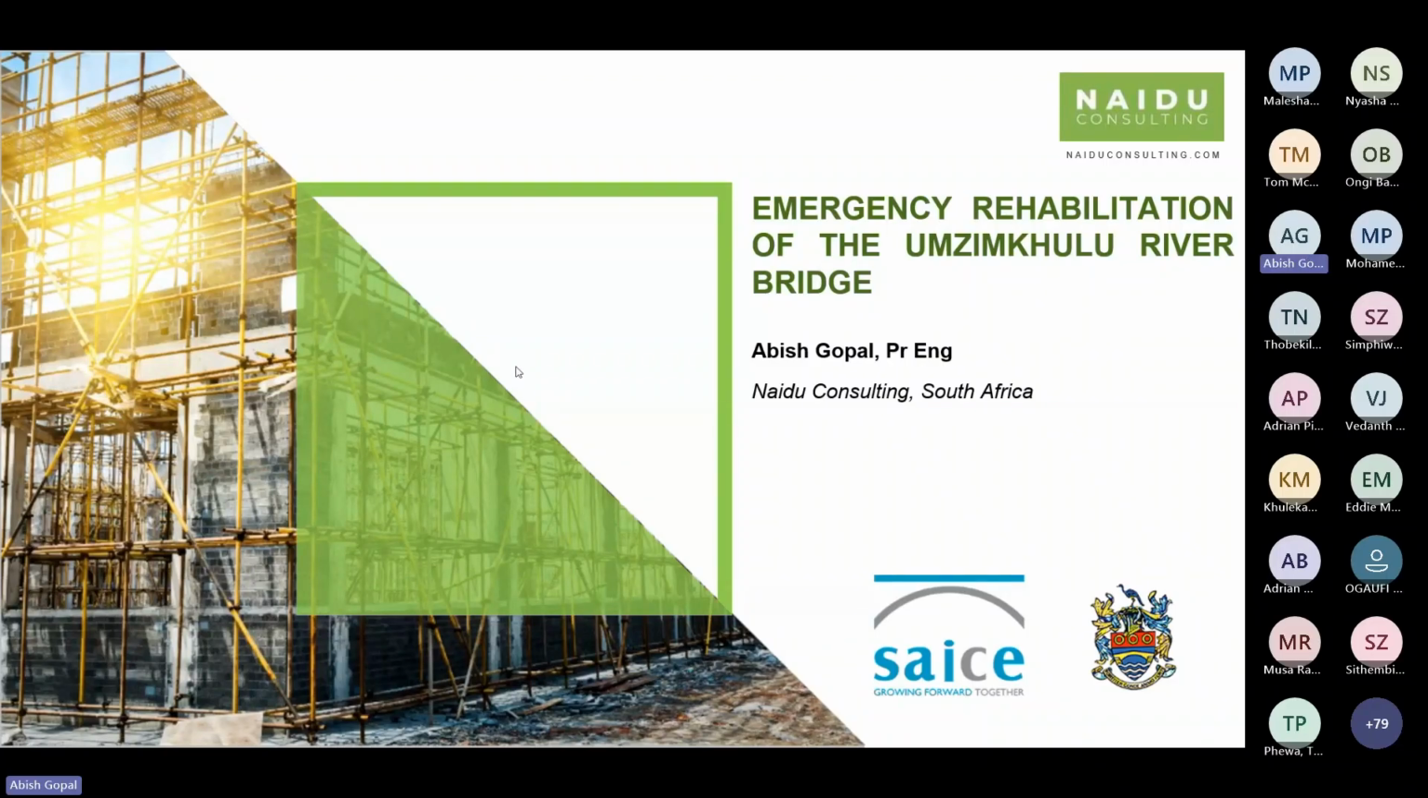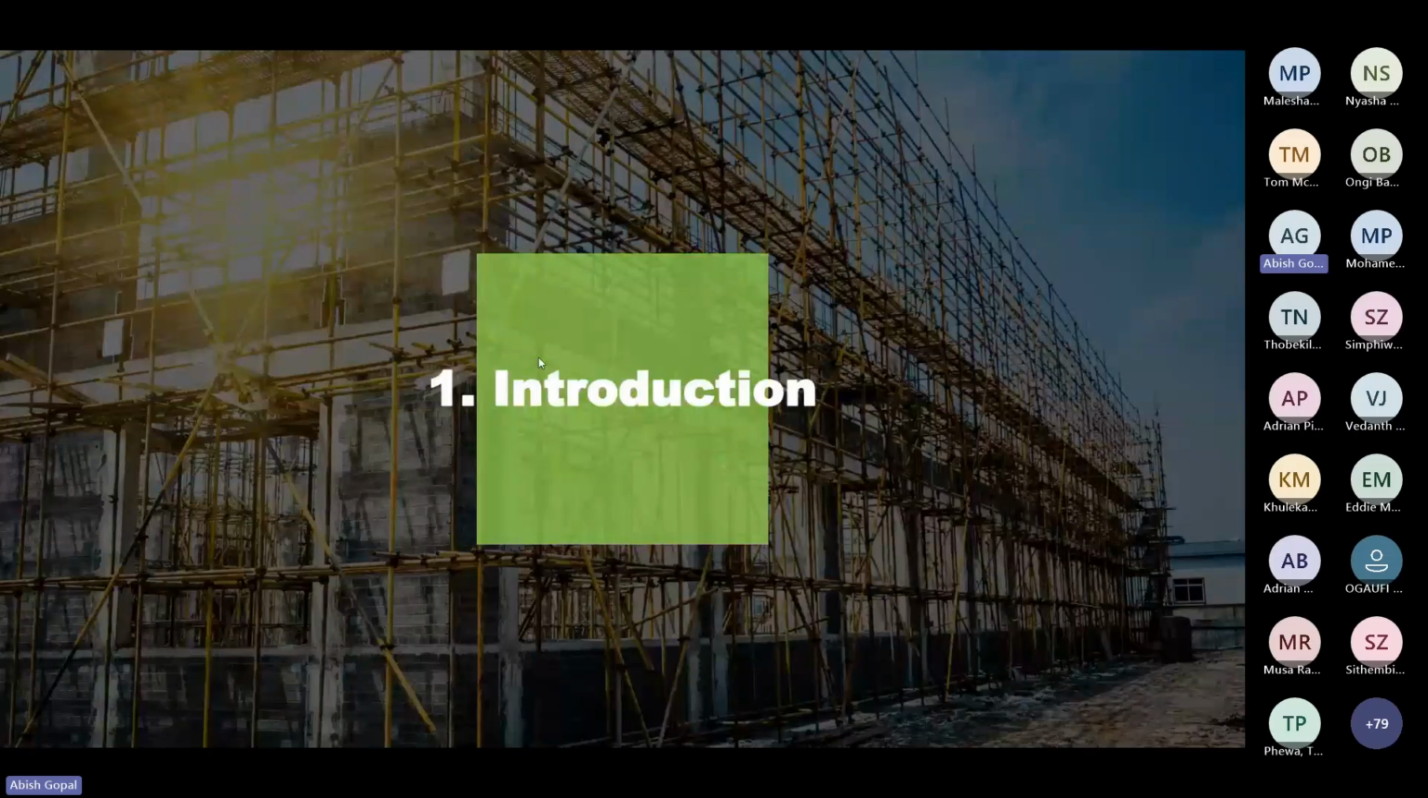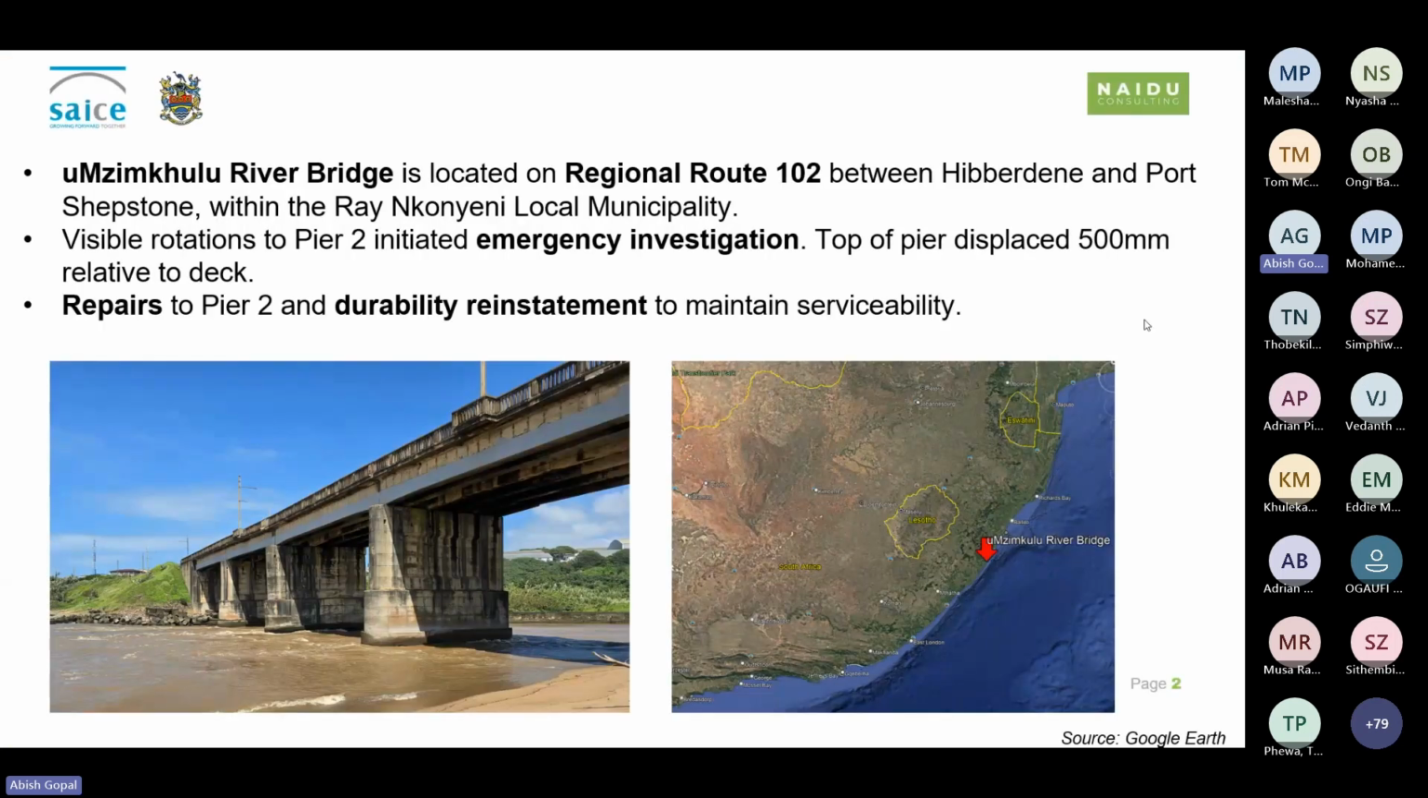Okay, so I'll be presenting on the emergency rehabilitation of the Mzimkhulu River Bridge. So let's go for it. So yeah, just a brief introduction. The Mzimkhulu River Bridge is located within the Ray Nkonyeni municipality, within Port Shepstone, which is south of Durban, within the Mzimkhulu River estuary.